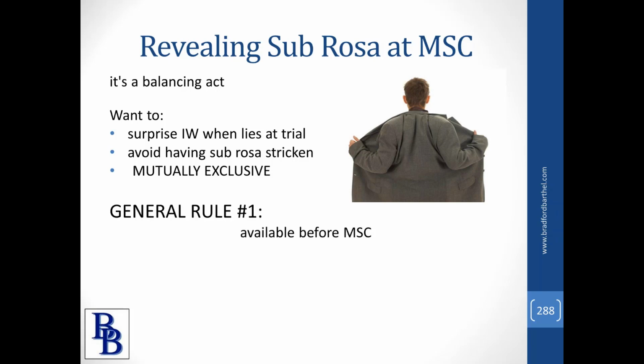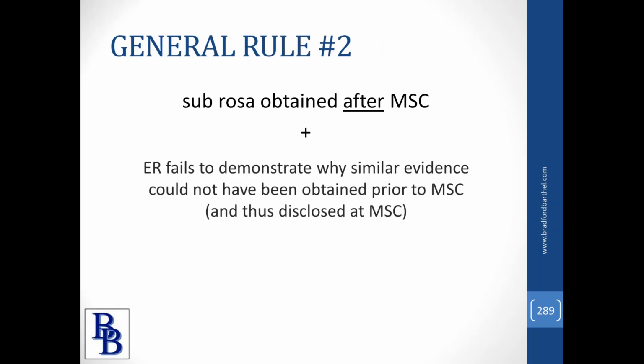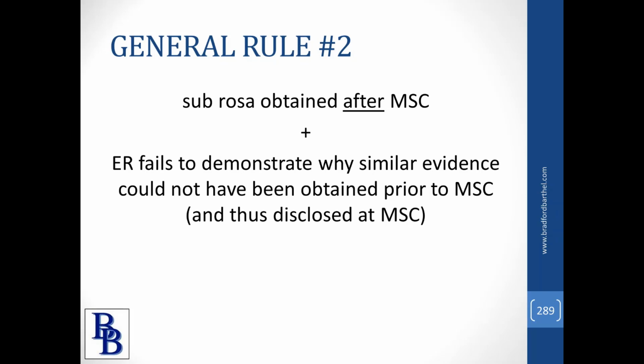Here's the general rule. If the sub rosa was available before the MSC and it wasn't disclosed at the MSC, we lose. It's not admitted. General rule number 2. Sub rosa was obtained after the MSC, and the employer fails to demonstrate why similar evidence could not have been obtained prior to the MSC, which is interesting. I found, I took the video of this guy post MSC. Well, you could have gotten it prior to the MSC. Well, could I? I don't know that the injured worker was conducting him or herself in the same way as seen in the film that we've obtained.